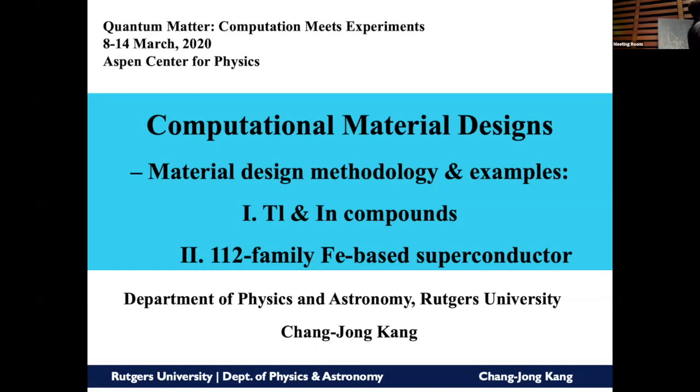So today, I'd like to talk about computational material design. Material design methodologies, some examples including thorium and indium compound, and 112 family iron-based superconductor. Through these examples, I emphasize how two different types of correlation, static and dynamic correlation, affect the material design process. The first example is for the static correlation, and the second one is for the dynamic correlation.